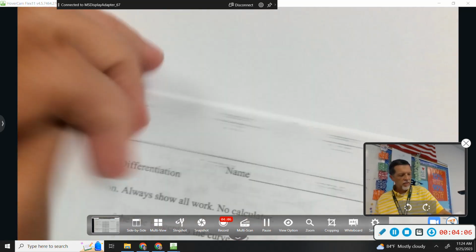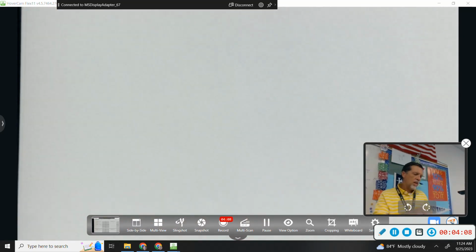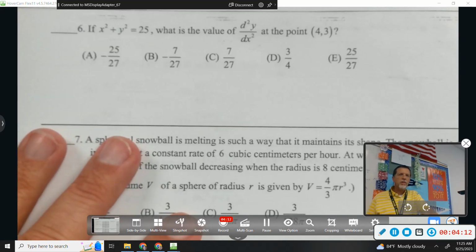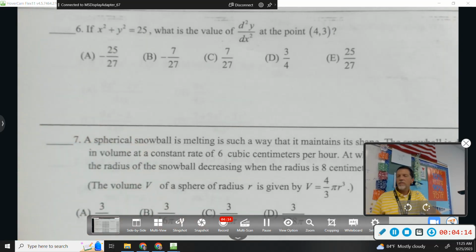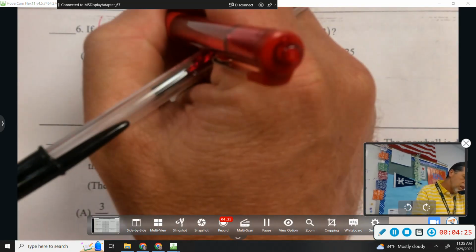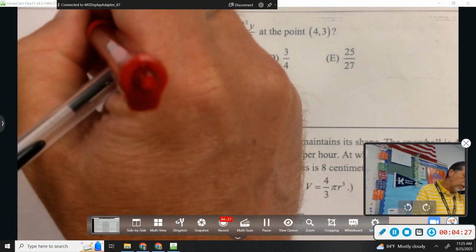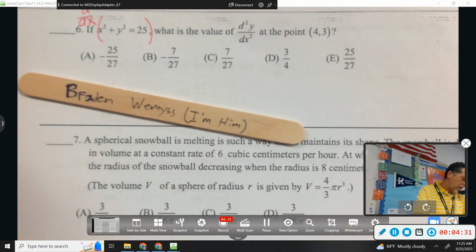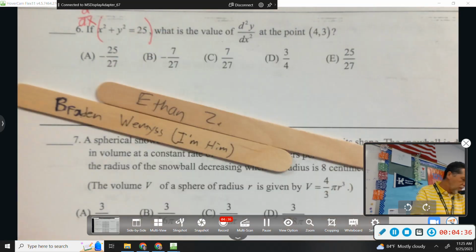Number 6. If x squared plus y squared equals 25, what is the second derivative at 4, 3? Well, I don't do a second derivative until I do a first derivative, so let's take a derivative with respect to x. And we'll even pick on some people. Pick on 3 people.